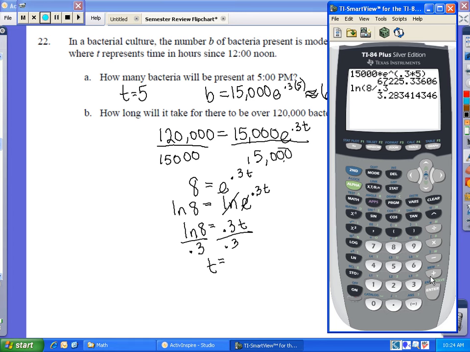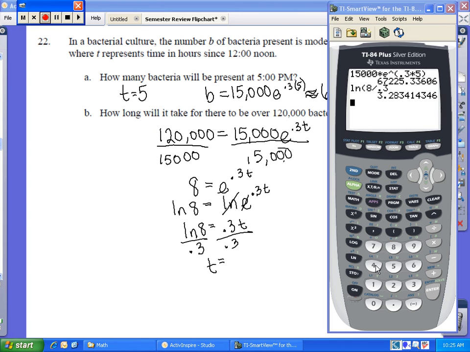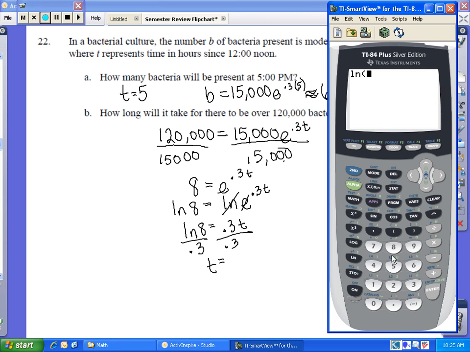should be equal to 7, but it's not. Oh shoot. Okay, so when you put this in your calculator, you have to do ln of 8, and you have to close the parenthesis first, and then divide it by 0.3, because you're taking the quantity of ln of 8. And that's when you get 6.9, which will round to 7.